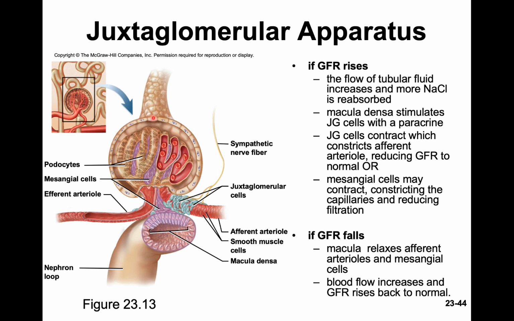If the GFR is high, you're going to have a lot more salt in that tubular fluid, eventually coming around, looping around, and going up to this region. The macula cells are going to sense the high salt concentration, send a signal to the JG cells, and it's going to tell the JG cells to constrict to allow less blood to enter into the glomerulus, essentially lowering the GFR.